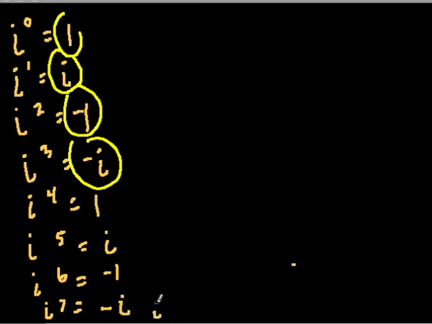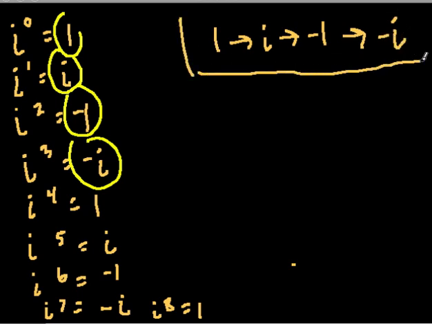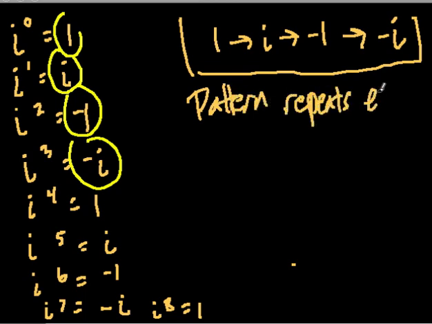And then i to the 8th is going back to the original number, 1. So 1, i, negative 1, negative i. So 1, that's the first step, then i, then negative 1, and then negative i. It's really nice that this pattern is going to recycle. So the pattern repeats or recycles every 4 numbers. Every 4 numbers. And this brings up some useful things.